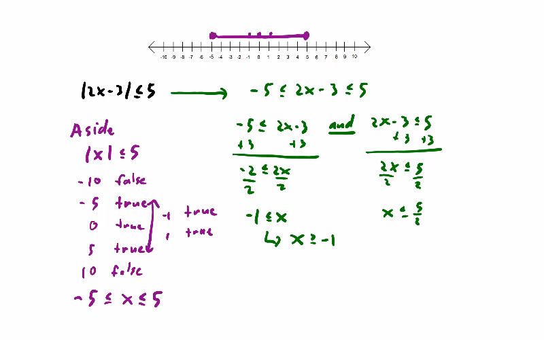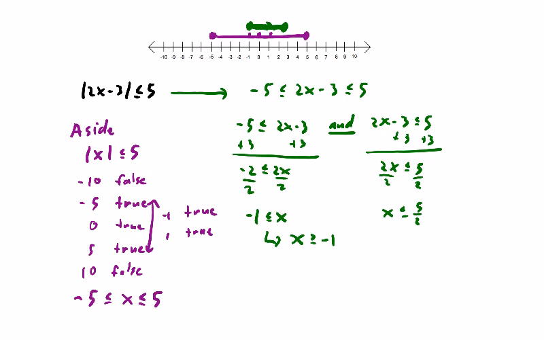So now, what does that mean? If x is going to be greater than or equal to -1, let me plot it up here, we would have to be going that way. To be less than or equal to 5 halves, it's the other part of the solution, we need to be going the other way. So what is the solution? It's the region between -1 and 5 halves.